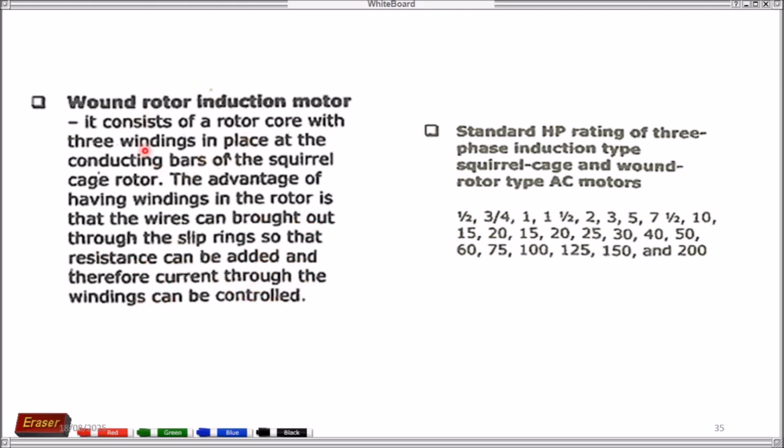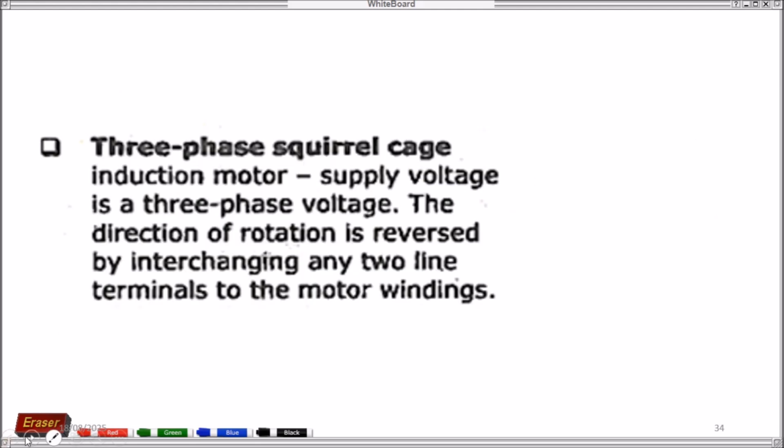So yung wound rotor, sobrang dali po niyang i-control kasi pwede po natin siyang yung kanyang wires na pwede natin ilabas sa slip ring so that we could control the current flowing inside our motor, so that we could also be able to control the starting current of our motor.